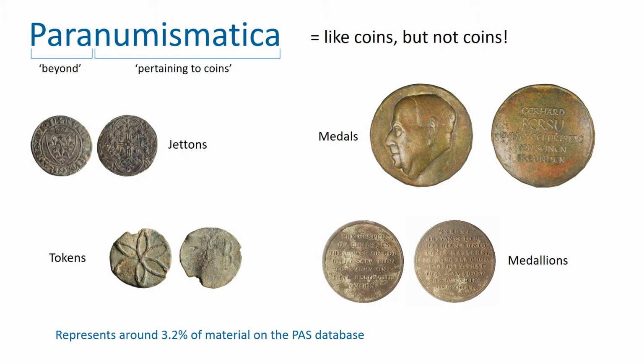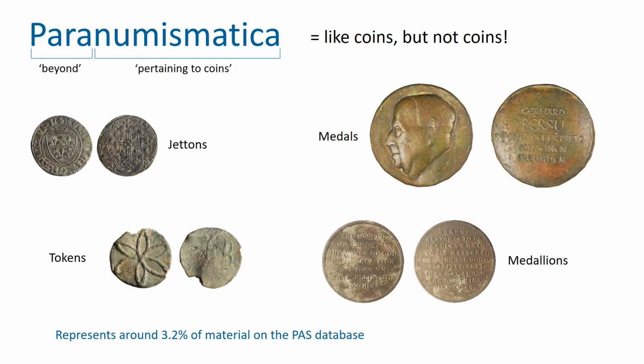This includes Jettons and tokens, as mentioned, as well as medals and medallions, which we will not cover in this video. Like coins, items of paranumismatica are metallic discs, generally thin, struck from dies or cast to take on a design on one, but more often both sides. But as mentioned, they were not coins of the realm.